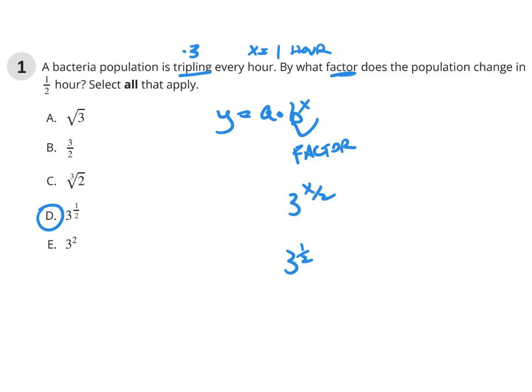If we transform this into a radical, like we did at the beginning of Unit 3, we know that this is the square root of 3, because the 2 here, the denominator, goes as the index, and the exponent is the numerator. So that represents A.